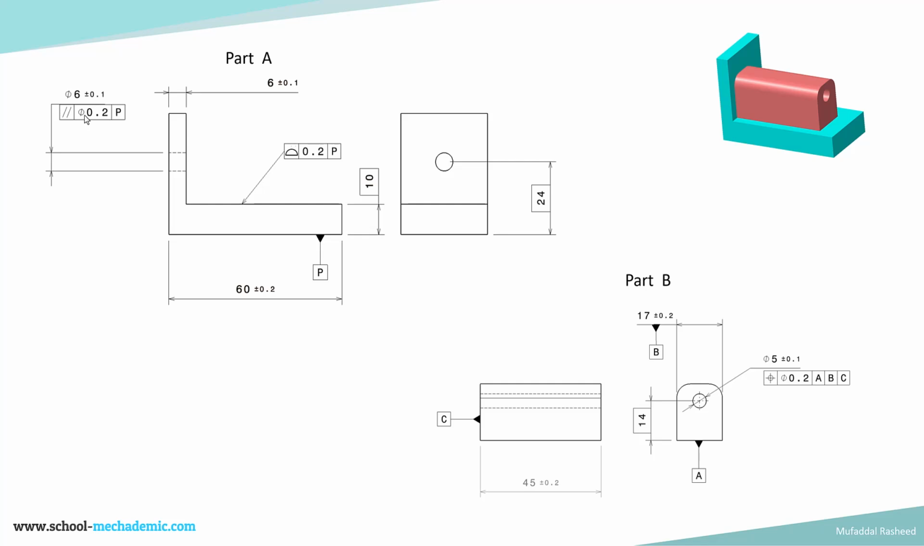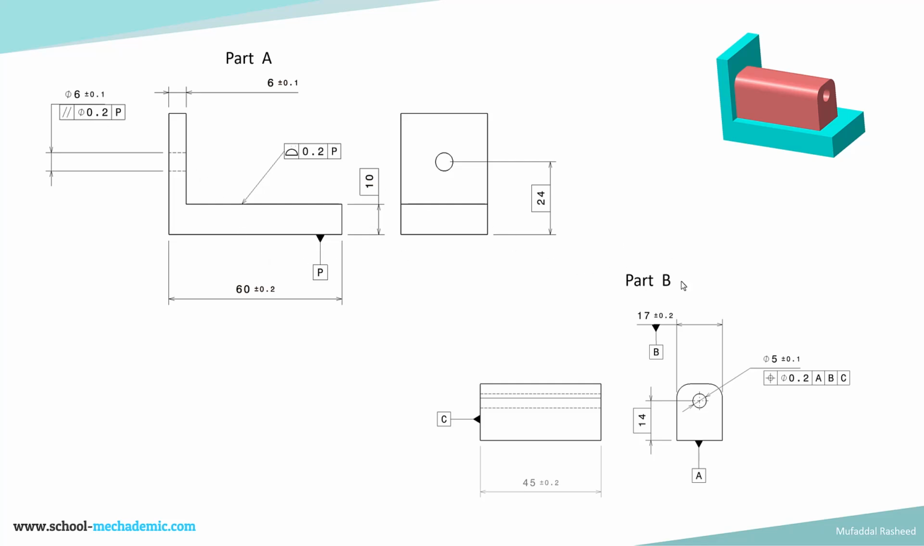And there is also another orientation control for the hole. So the parallelism of the hole is being controlled within a cylindrical tolerance zone of 0.2 with respect to datum feature P, which is this primary datum feature, and the size of the hole is 6 plus or minus 0.1. The width is 6 plus or minus 0.1 for this, and the total width is 60 plus or minus 0.2, and this is the basic dimension for this profile control, and this 24 is the basic dimension for the orientation control.